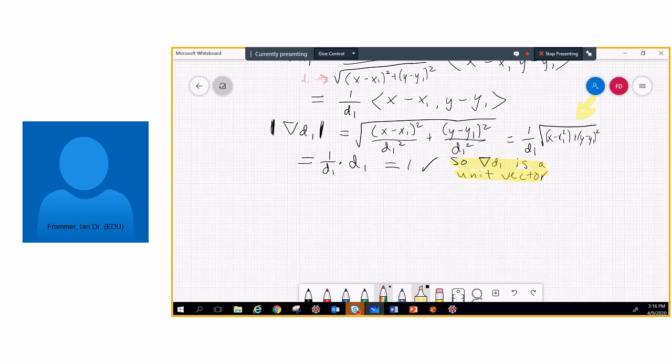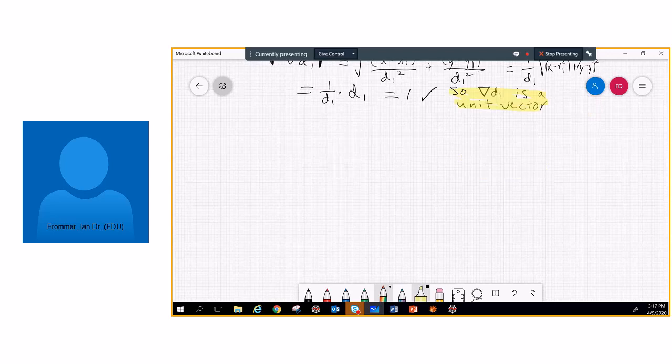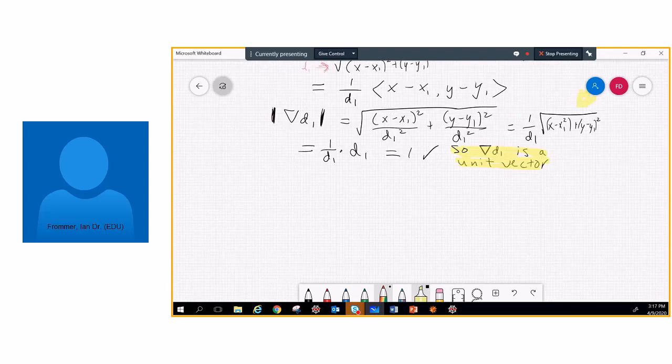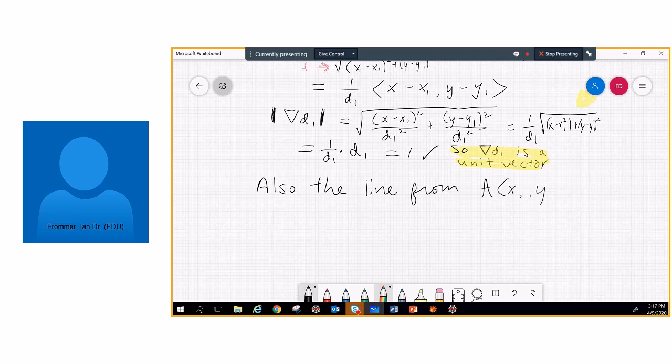Okay. So now let's show that it goes from A to P. This is again, to my mind, good multi review that could come in handy for the nonlinear optimization that we're going to be doing. So let's put it this way. Let's say that the line from A, which remember has coordinates x1, y1, to P, which has coordinates x, y, is given by.